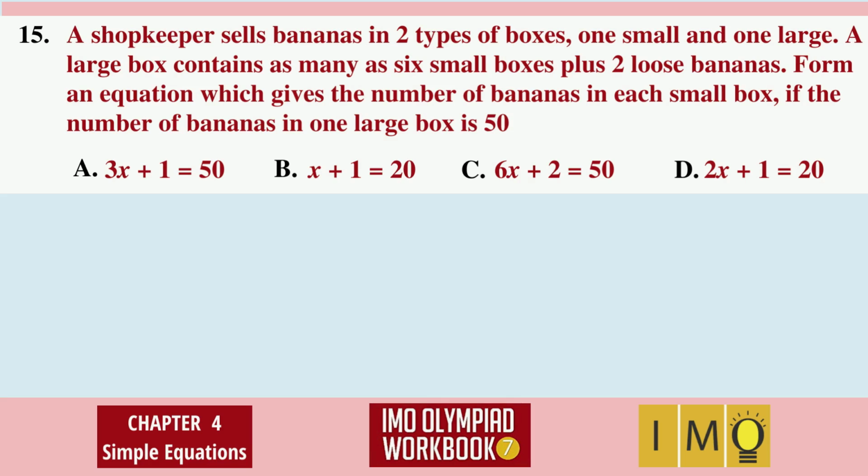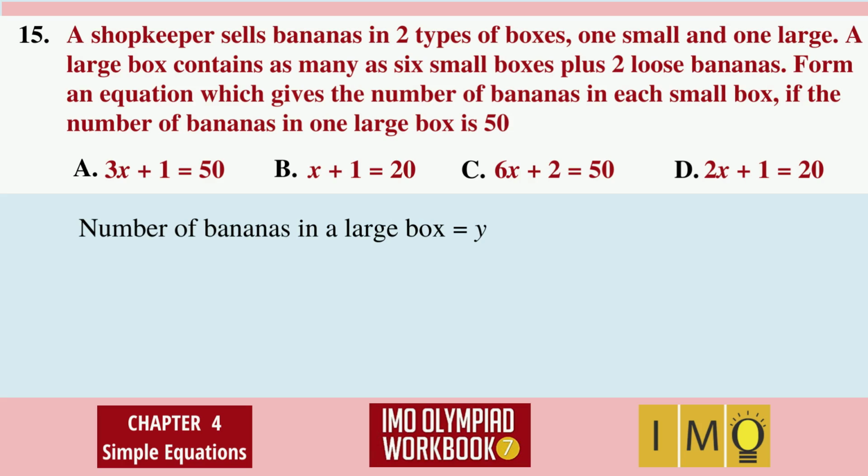Next, question number 15. A shopkeeper sells bananas in 2 types of boxes, one small and one large. A large box contains as many as 6 small boxes plus 2 loose bananas. Form an equation which gives the number of bananas in each small box. If the number of bananas in one large box is 50, let the number of bananas in a large box be y.